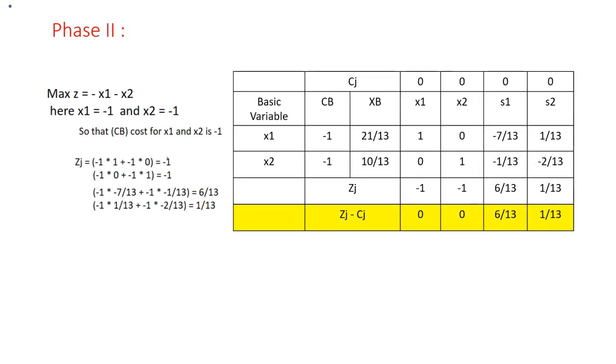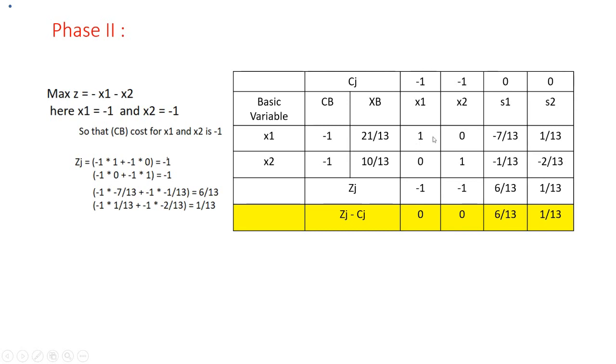Check here in this table. This is our updated table. Here we are removing all the artificial variables, and the basic variable costs are minus 1 and minus 1. So x1 cost is minus 1, and x2 cost is minus 1 also. And here also I am writing minus 1, 0, 0, because x1 and x2 have cost values minus 1 and minus 1, and for the surplus variables s1 and s2 it is as it is, 0, 0. So find out the Zj.